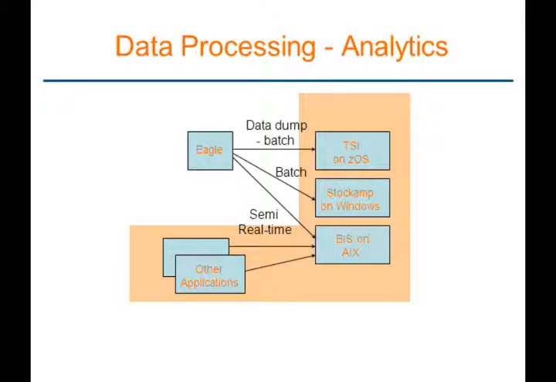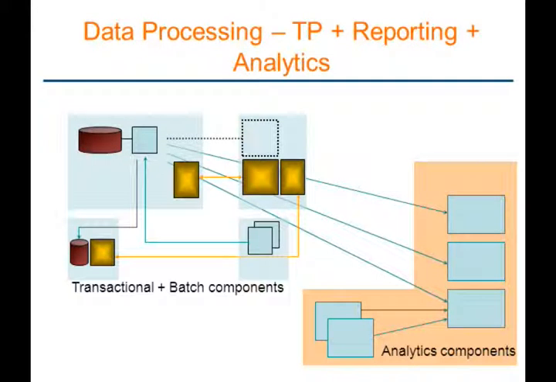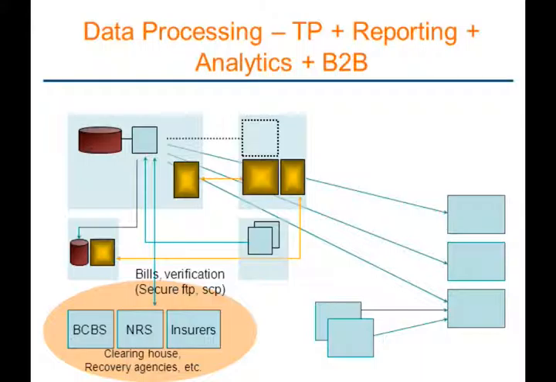So when we look at the picture, we see that the Eagle has the analytics component in which data are sent to TSI, sent to StockCamp, sent to business intelligence services that are running on a Unix system, and other applications are also sending that kind of information to business intelligence services. So if we take this picture and merge it with our earlier one, we actually get this, in which on the left hand side are the OLTP components, and we have just newly added the analytic components. Note that every arrow out here is a client-server relationship.